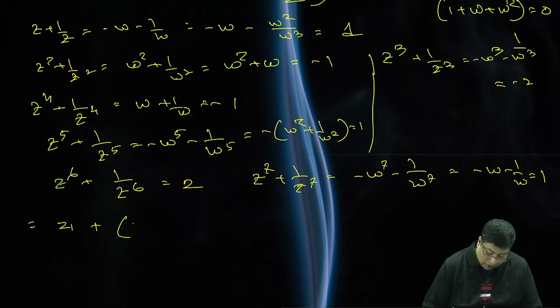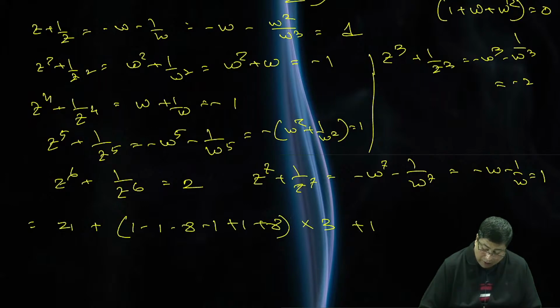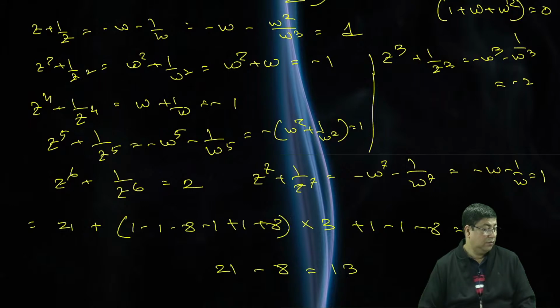21 plus 1 minus 1 minus 8 minus 1 plus 1 plus 8 into 3 plus 1, 19 is 1, 20 is minus 1, 20 is minus 8. Therefore, ready, what is coming here? 21 minus 8 equal to 13. 13 is the answer. Okay, let us go to the next one.